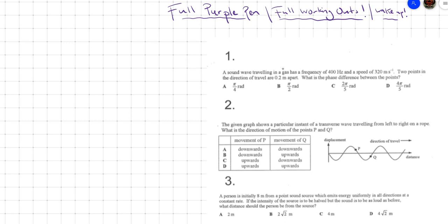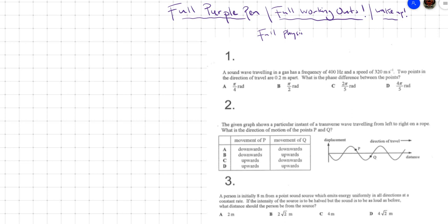Now this paper is multiple choice, but we're here to know the physics, so we're here to know the full physics. So why is the answer A, why is the answer B, why is the answer C, and why is the answer D in this case? So we want to know why in each particular case. Alright, now let's crack on.